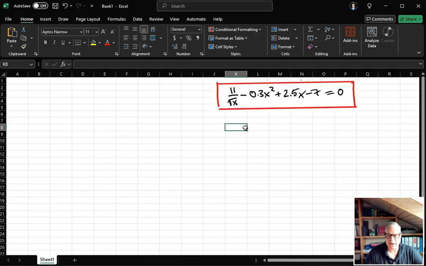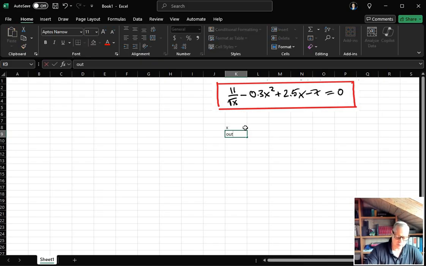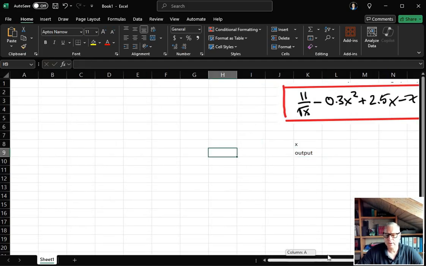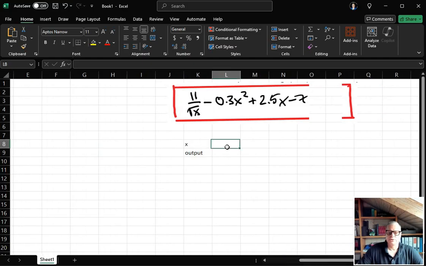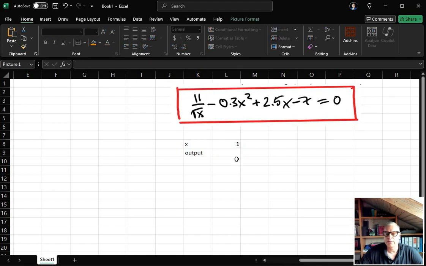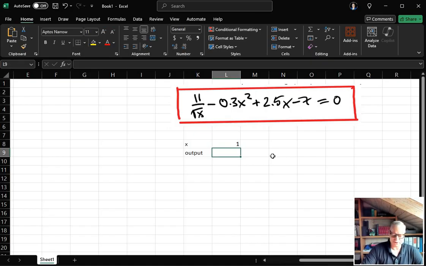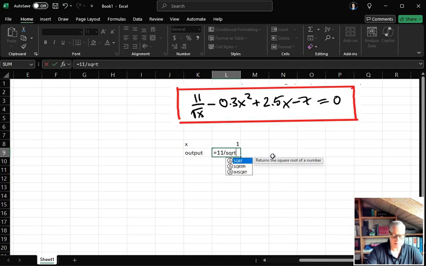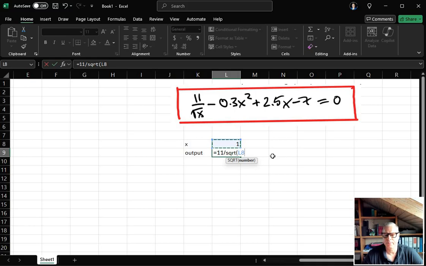So we have an x, and we need the output. We need the output to be equal to 0. Okay, so let's say x is 1, then the output is equal to 11 divided by the square root of x, and the x is here.